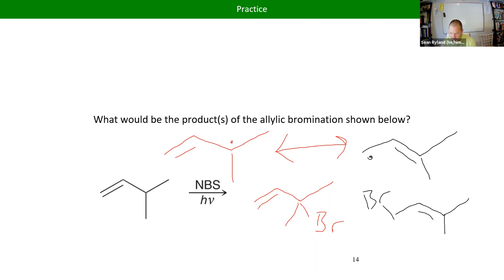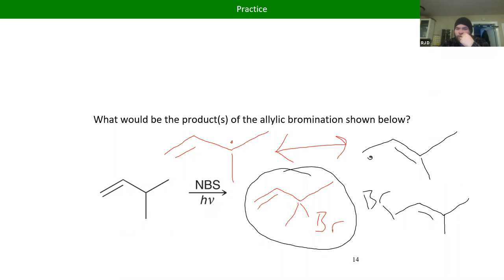Our major product would be this one, because the resonance structure that leads to the red product is more stable. We will see some of the other one observed, but it would be the minor product. If I had to guess off the top of my head, it's probably going to be like a 10-to-1 ratio. 90-91% of it is going to be the red product, and 10% maybe is going to be the black product.